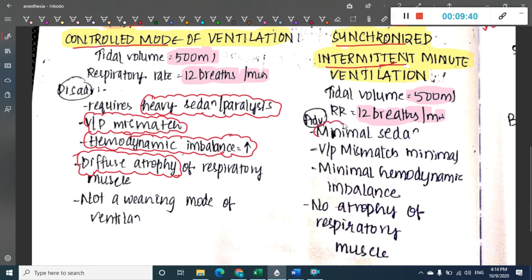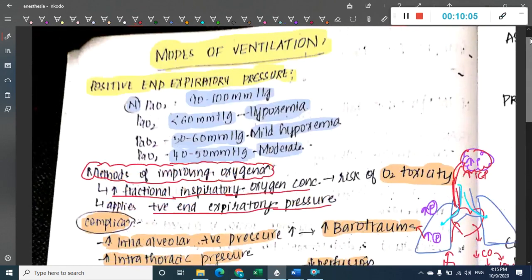So what are the advantages? It requires only minimal sedation. Then here V/Q mismatch is minimal. Then there is minimal hemodynamic imbalance. So there is no respiratory atrophy. These advantages are correct. The disadvantages of controlled mode of ventilation have been reduced or improved in synchronized intermittent minute ventilation.